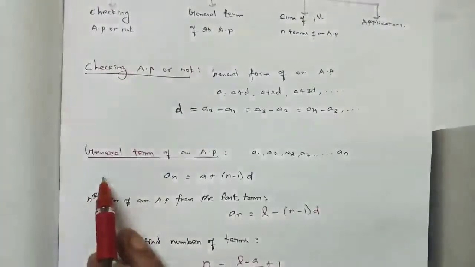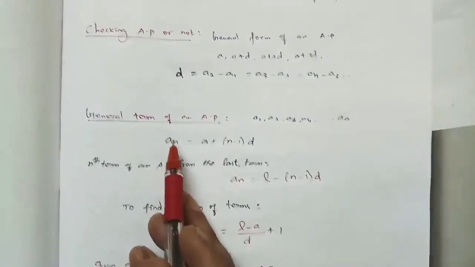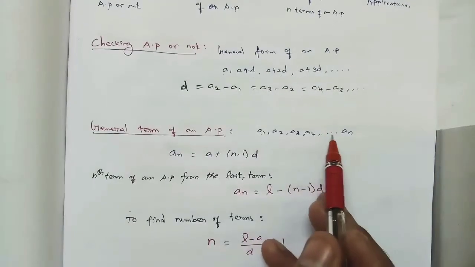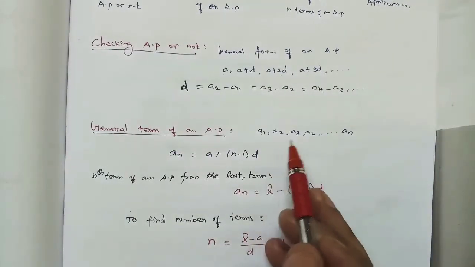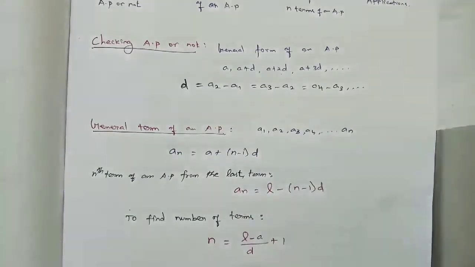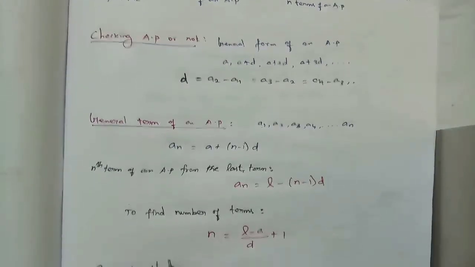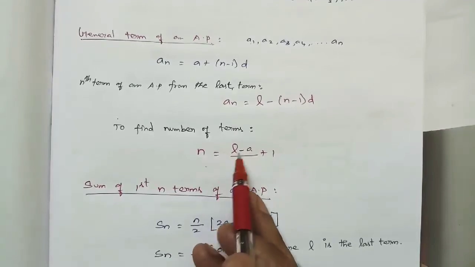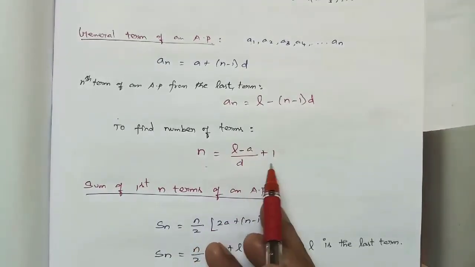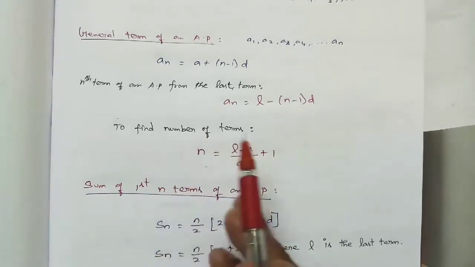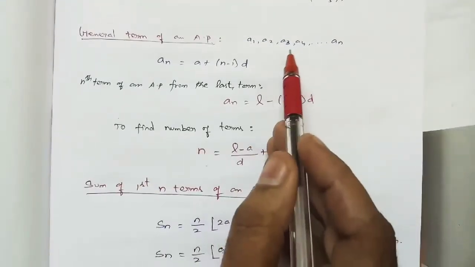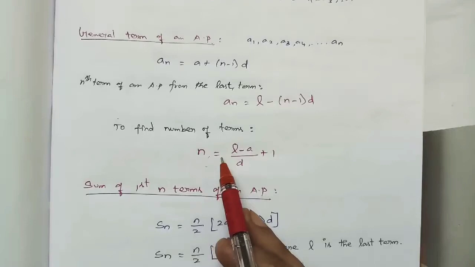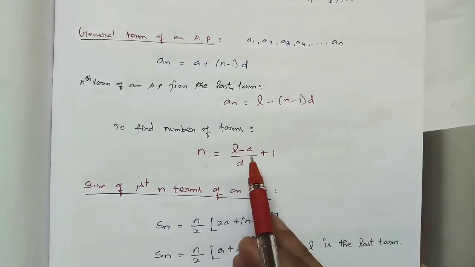Next concept is the general term of an AP. The AP is a1, a2, a3, a4 and so on up to an. We don't know the number of terms. Suppose they ask you to find the number of terms, that also we can find. The number of terms is n equals (l minus a) by d, plus 1. How many terms are there in the AP, we find by using the formula n equals (l minus a) by d plus 1.